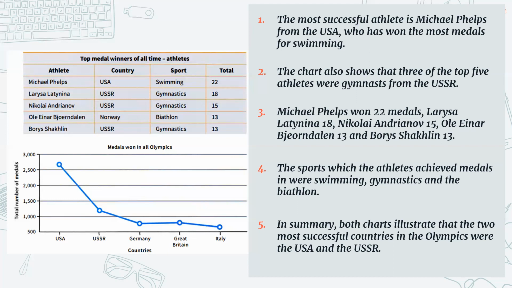Okay, in summary, both charts illustrate that the two most successful countries in the Olympics were the USA and the USSR. So this is a good sentence. So I would include 1, 2, and 5. I wouldn't include 3 and 4. You're just writing numbers that you see in front of you in the visual data. So this is a mistake. You have to report. You have to translate. Okay, I call it translation, but it's not actual translation. You take the visual data and you try to describe the visual data in words. Okay, so 3 and 4 will not be included.